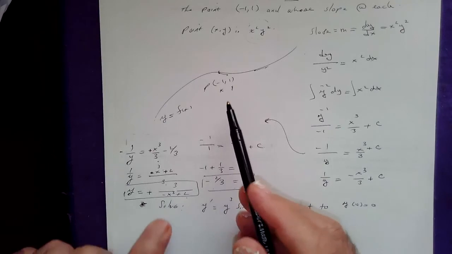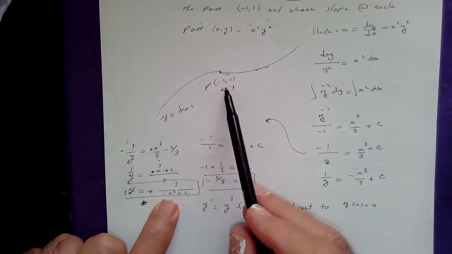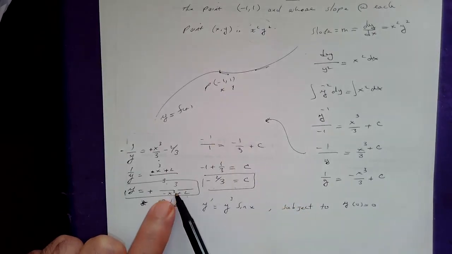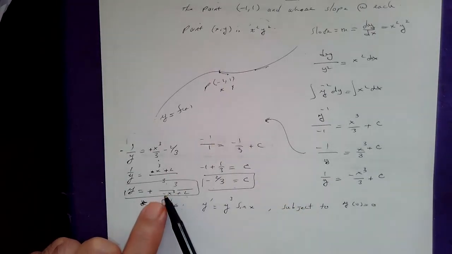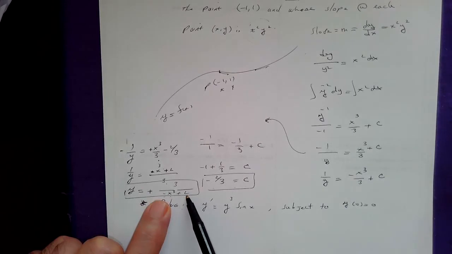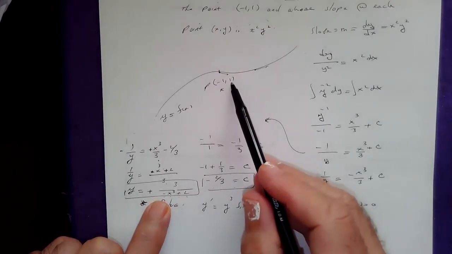Notice the initial condition is satisfied. If you replace this guy with negative 1, negative 1 cubed is negative 1, times negative, that's plus 1. Plus 2, that's 3, 3 over 3 is 1, so it checks.